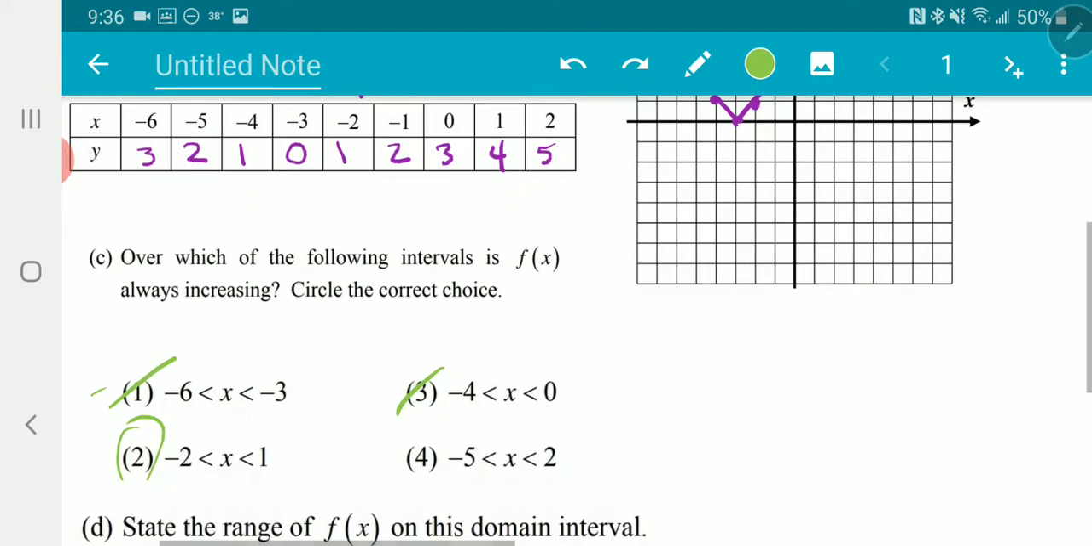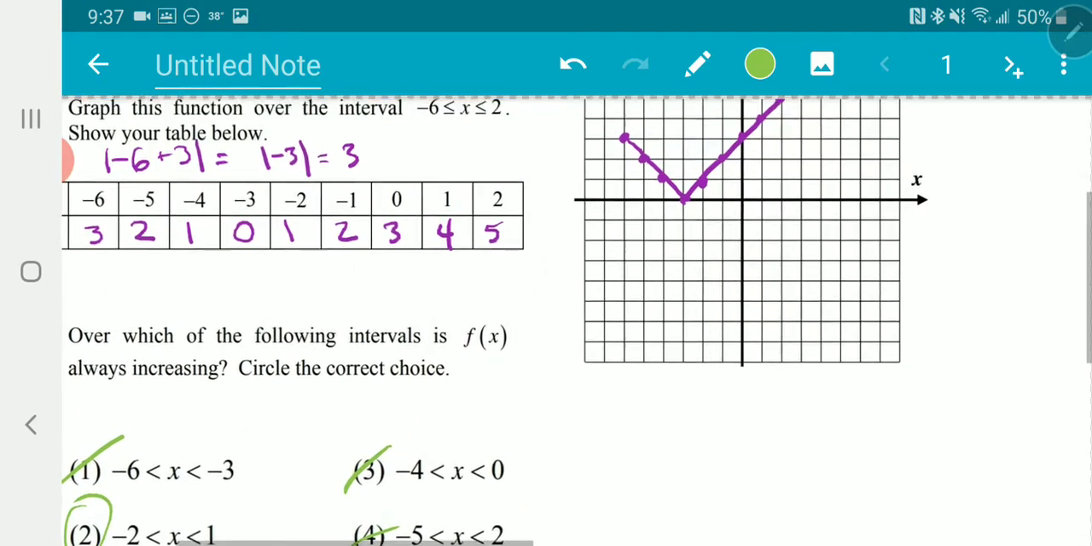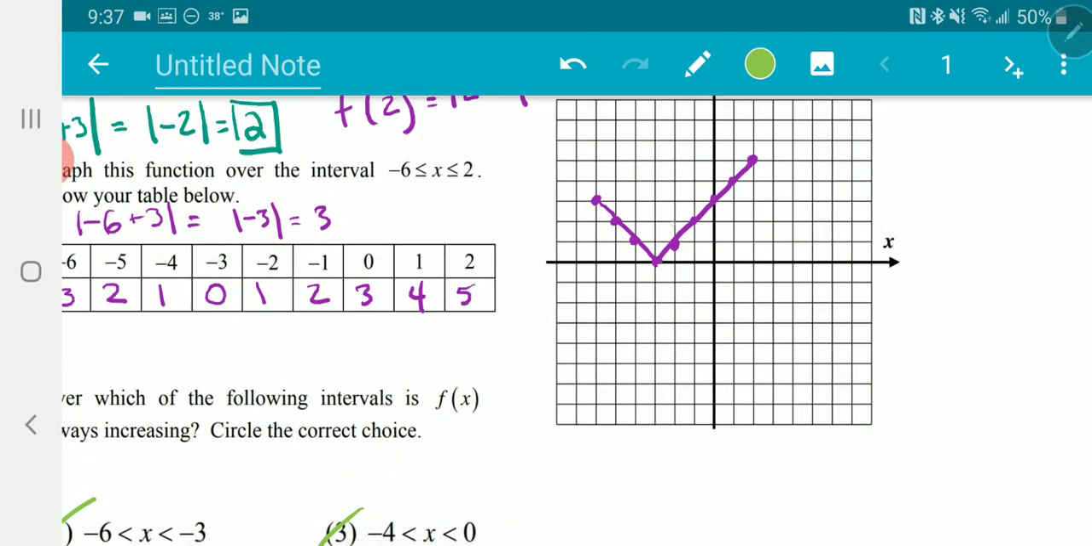So again, my answer for this one is going to be number 2, from -2 to +1. And again, we'll just show that really quick. -2 right here to +1. I'm always increasing. So number 2 is going to be my answer there.